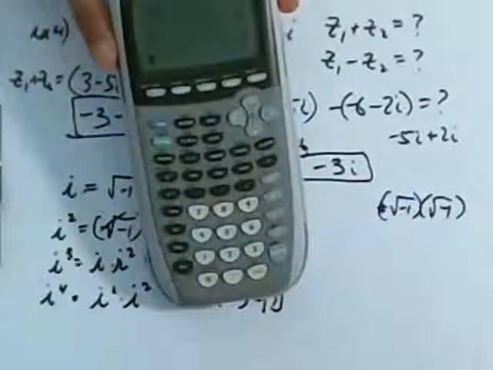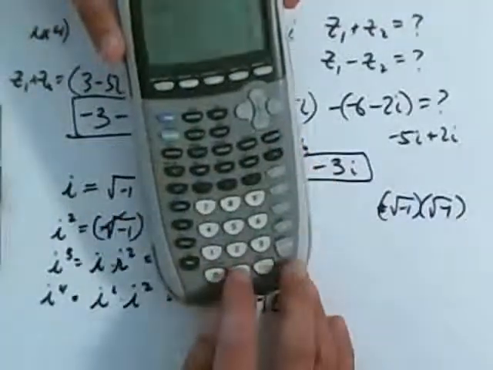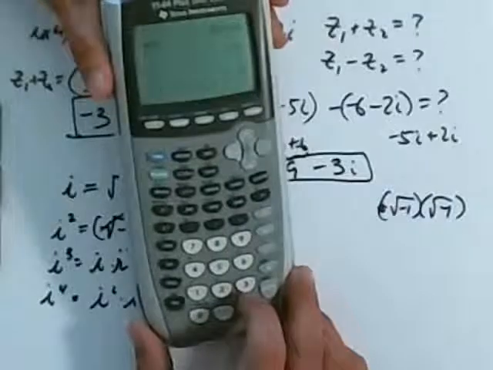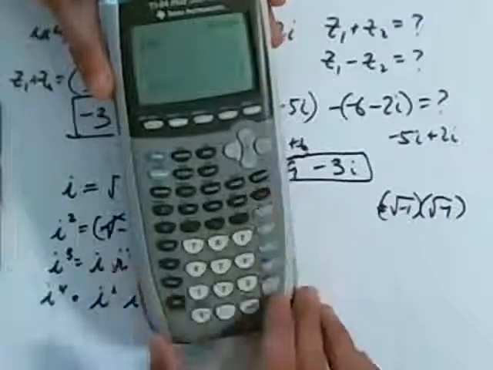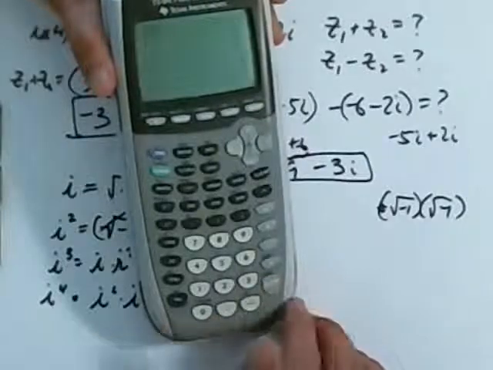I'm going to do it for you over here. I'm going to go i, second. There's your i button right there. And then I'm going to raise it to the 4th power. That's called a caret key. You end up with positive 1. Okay?